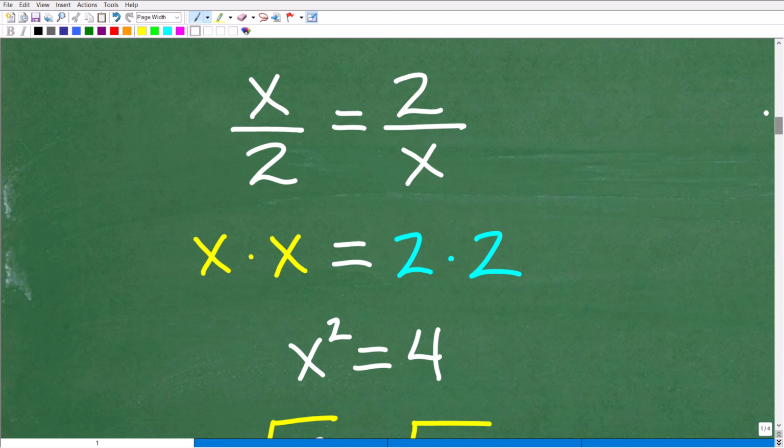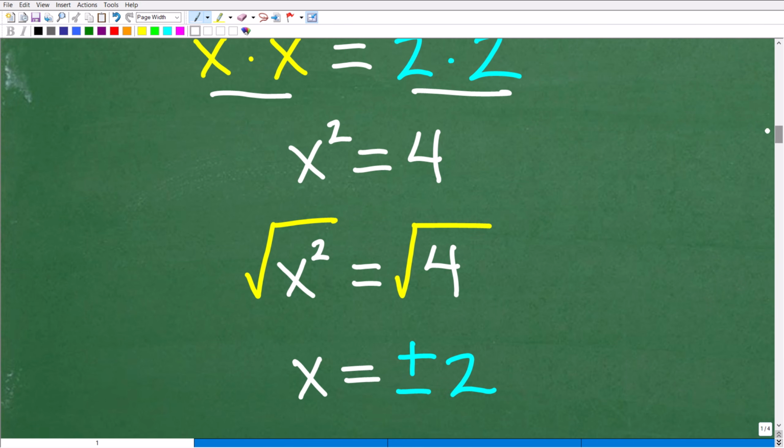Here I see two equal fractions, and I'm thinking about the cross products, which means the cross products are equal. So x times x right here is going to be equal to 2 times 2. In algebra, we would write x times x as x squared, and of course 2 times 2 is 4. Now we have x squared is equal to 4.